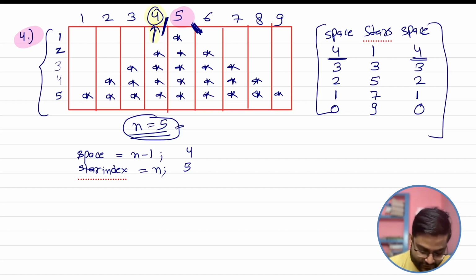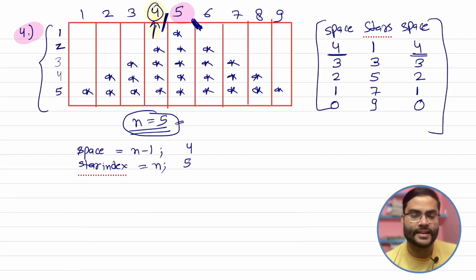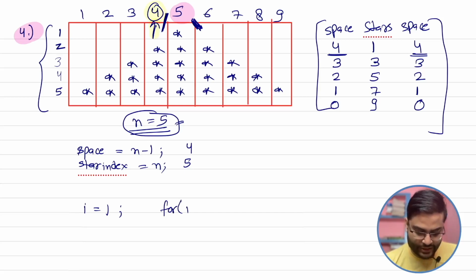When we are at the first line, we will print spaces, then a star, then spaces. Let's dry run it. Initially our i will be 1, the outer loop value will be 1, so we are at the first line. What we want to do is print spaces, then stars, then spaces. So first run a loop for spaces.